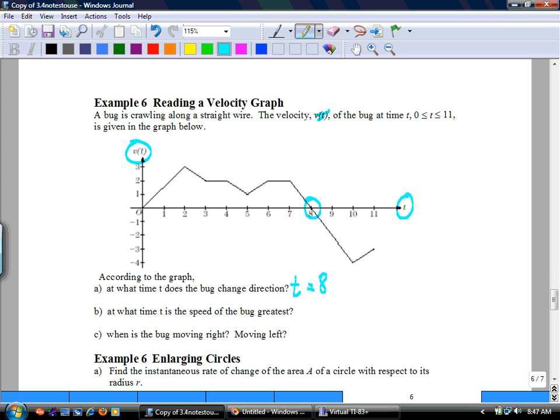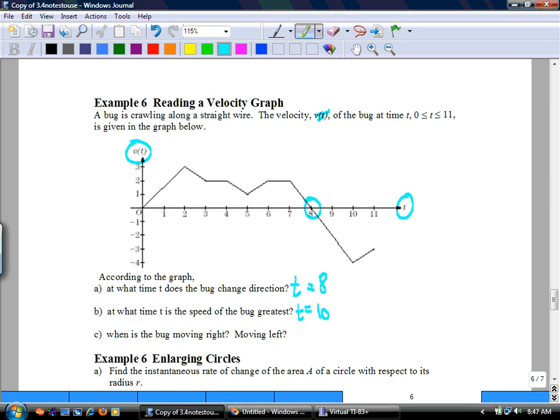B. At what time t is the speed of the bug the greatest? 10. Good. Why wouldn't you say 2? Good. Speed is absolute value.